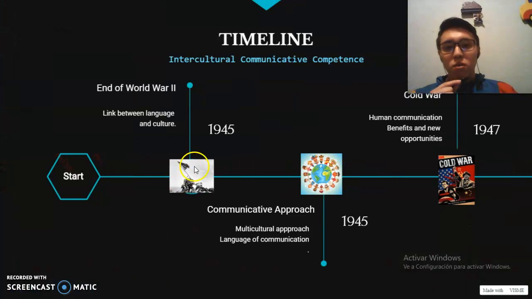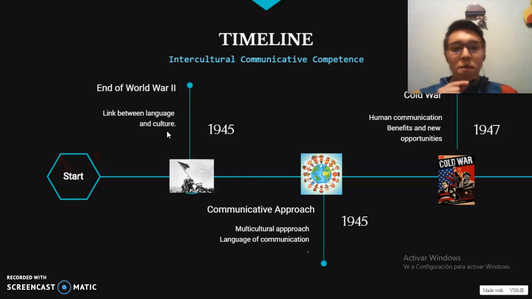Well, first of all, we are going to start with the end of the war. In this case, people found a link between language and culture. They found that language and culture are not isolated; they are combined. Secondly, it was the origin of the communicative approach, and they found the multiculturalism approach, that is the study of multiple cultures and contexts.